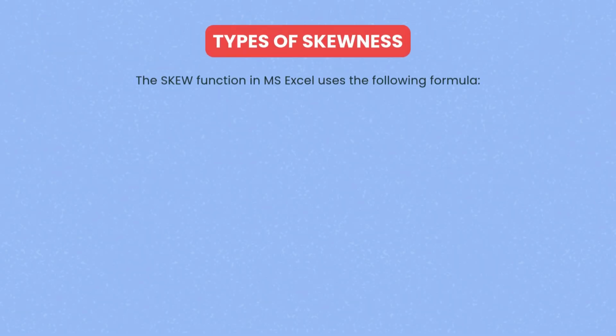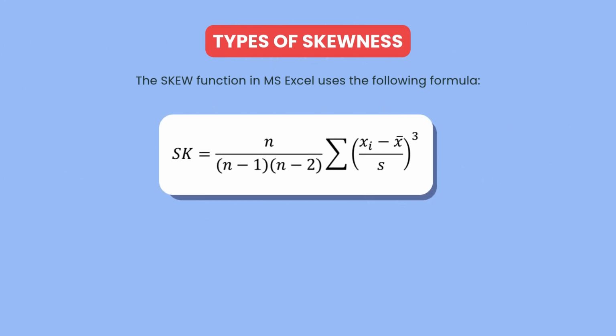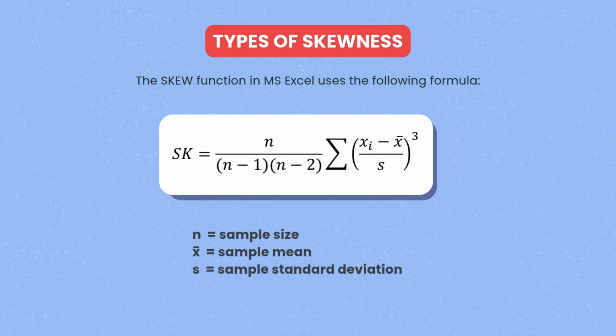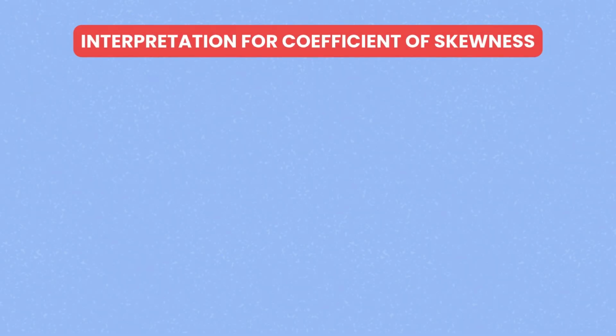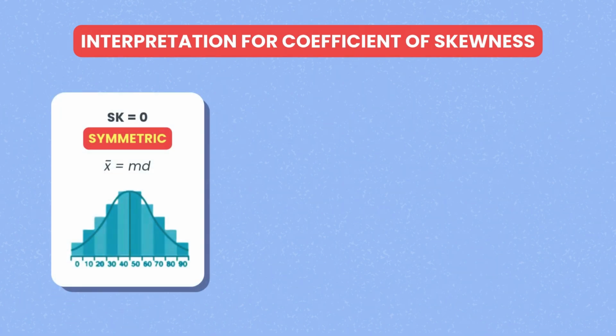Now, MS Excel uses the SKEW function, which for your reference, uses this formula involving just the sample size, the mean, and the standard deviation. There are other formulas available in the textbooks, but MS Excel uses this formula. More importantly now is how do we interpret the calculated numerical value of the coefficient of skewness. If the calculated value of the skewness is 0, the data distribution is symmetric. This means that the mean is equal to the median.